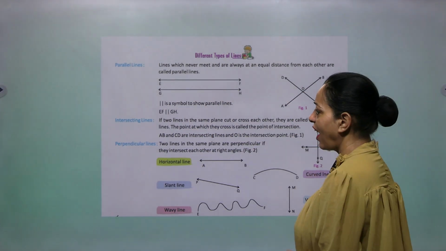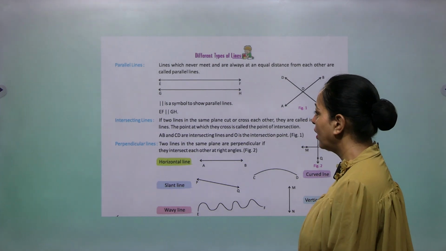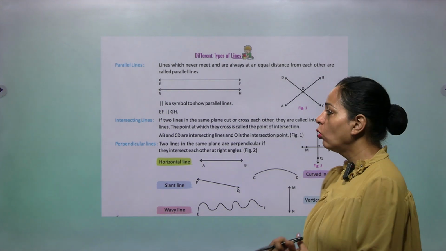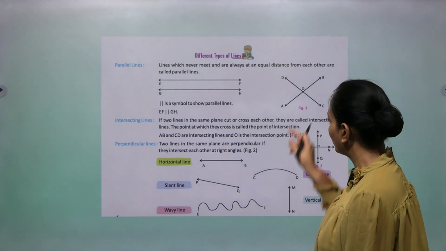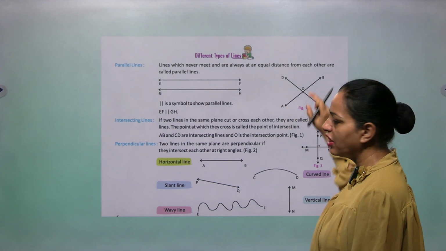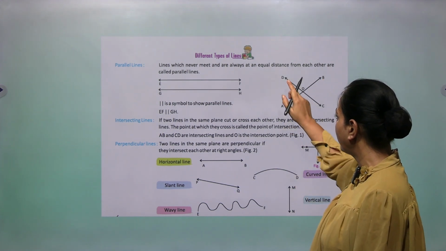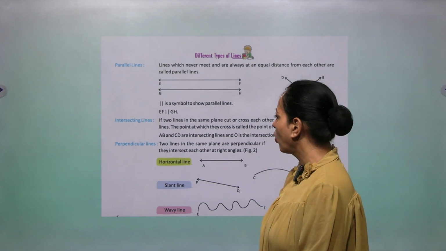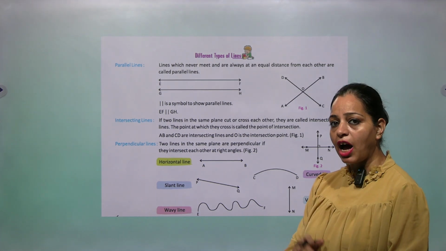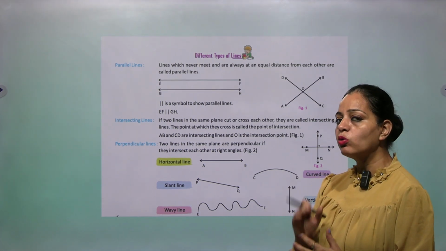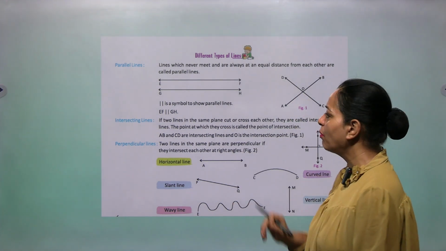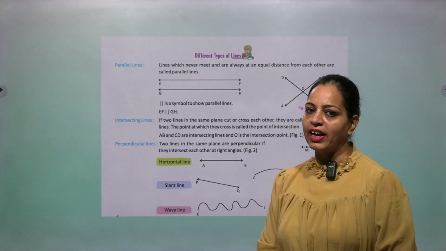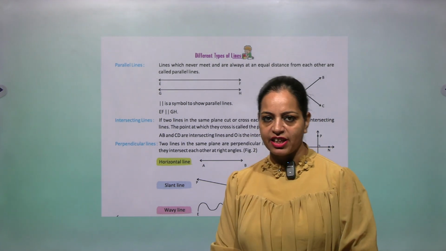Okay. Intersecting lines. If two lines in the same plane cut or cross each other, जब दो lines एक दूसरे को cross कर दे, उनको हम क्या बोलते हैं? Intersecting lines. You can see this figure. They are cutting each other at point O. One line is AB and one line is CD. They are cutting at point O. So the point at which they cross is called the point of intersection. जहाँ पे वो cut करती हैं, उस point को हम क्या बोलते हैं? That is the point of intersection. So AB and CD are two intersecting lines, and O is the point of intersection, right?